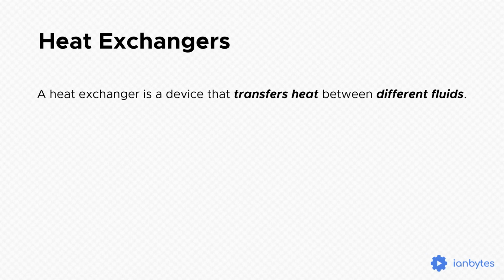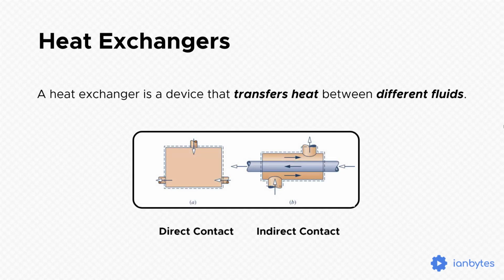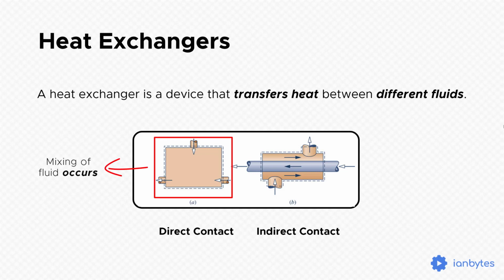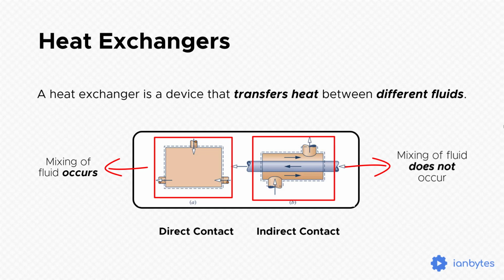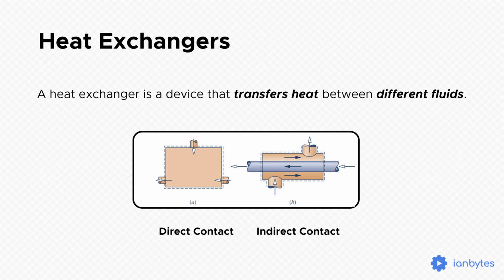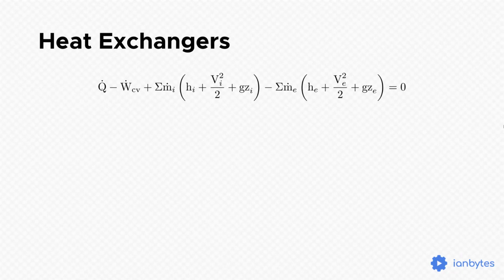So marami tayong types ng heat exchangers, and they are classified based on the direction of flow, on the components involved, and on the manner of heat exchange. But mainly, they can be classified as direct contact or indirect contact heat exchanger. Kapag sinabi nating direct contact, ang mga working fluid ay naghahalo sa isang mixing chamber kung saan nagkakaroon ng heat exchange. Kapag naman sinabi nating indirect contact, walang mixing na nangyayari dahil sila ay usually separated ng metallic tubes or pipes. Now, let's derive the energy equation for heat exchangers.